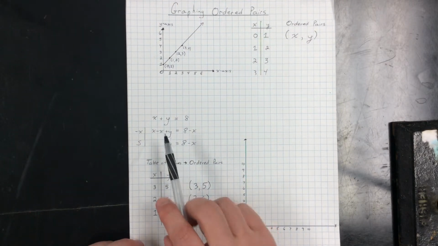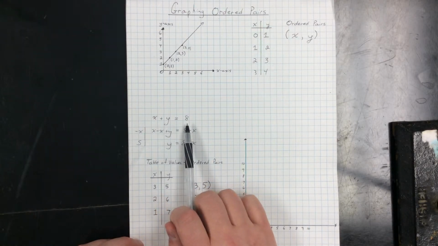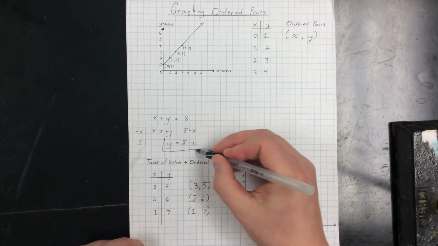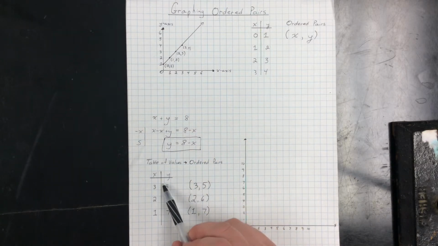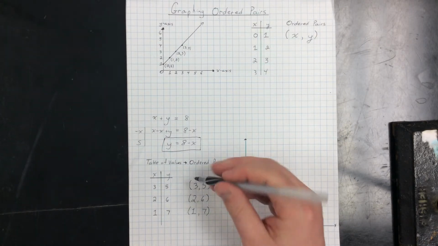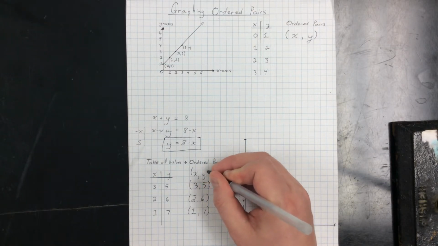In our last video, we started with the equation x plus y is equal to 8, which by subtracting x, we changed to y is equal to 8 subtract x. From that, we filled in our table of values, and from that we transitioned to ordered pairs, so 3 and 5, 2 and 6, 1 and 7, remembering that these are always following the x and then the y.